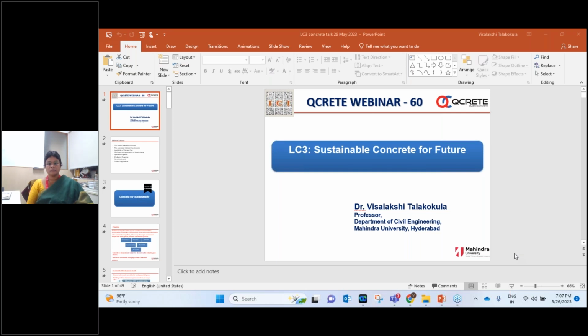One of the most discussed developments in that area is LC3 cement, or limestone calcined clay cement. Lots of work is going on around the globe.